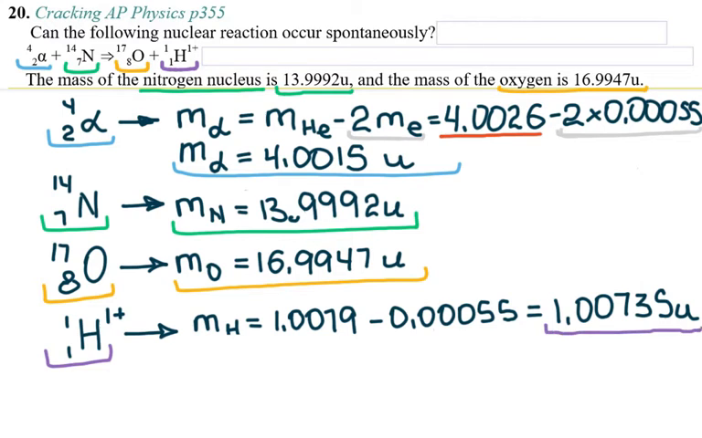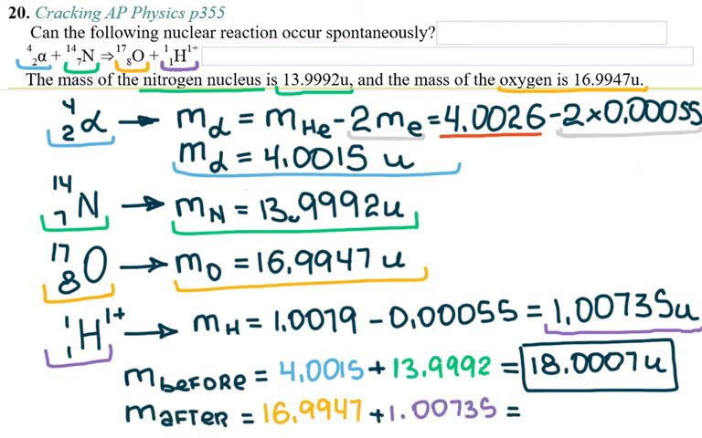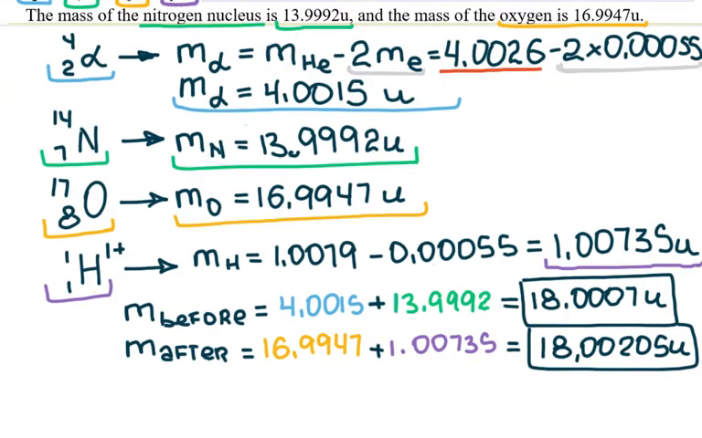Now we're going to look at the differences of the masses before the reaction and after the reaction. Here I have the mass before, and now the calculations for the mass after, and that gives me 18.00205 AMU. So now I can calculate the differences in masses before and after.